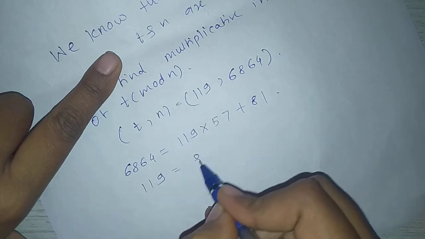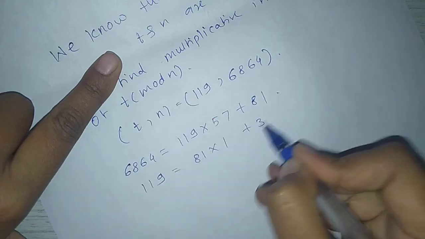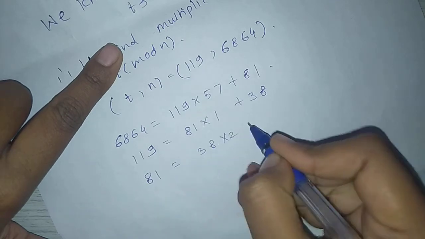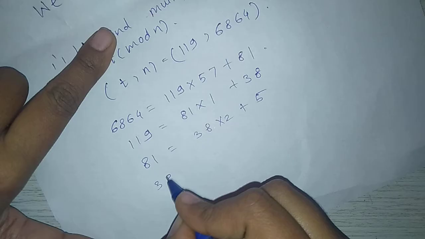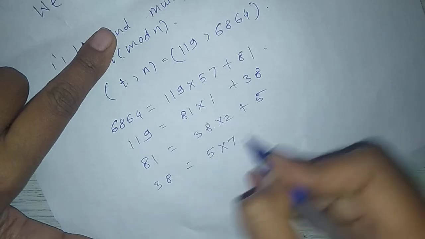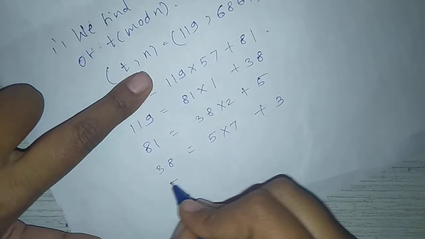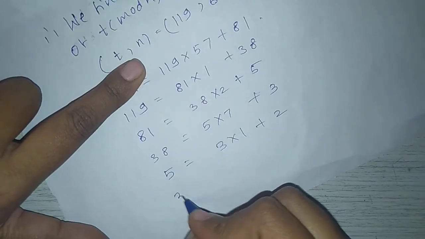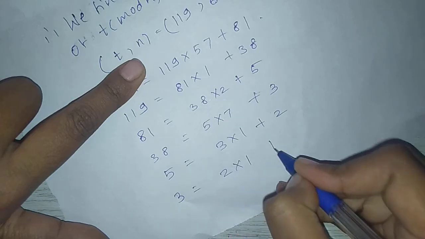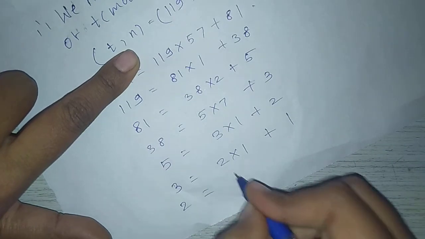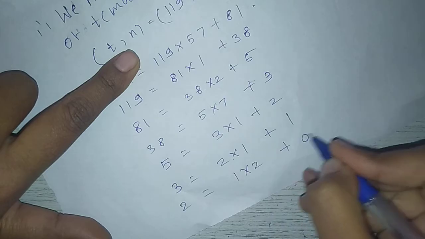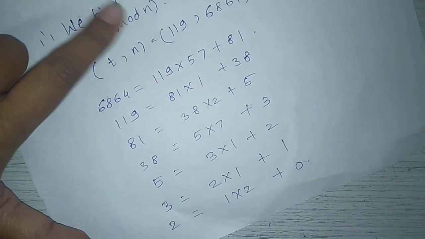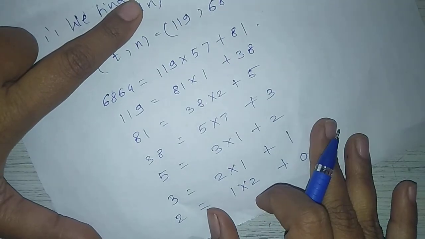119 equal to 81 into 1 plus 38. 81 equal to 38 into 2 plus 5. 38 equal to 5 into 7 plus 3. 5 equal to 3 into 1 plus 2. 3 equal to 2 into 1 plus 1. 2 equal to 1 into 2 plus 0. So GCD of 119 and 6864 equal to 1.